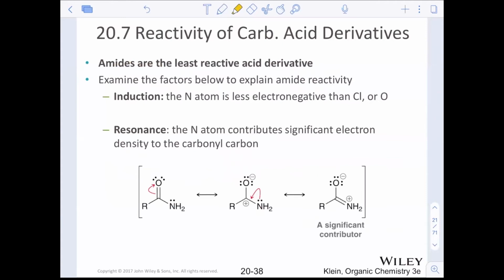Amides are the least reactive derivative because of induction: the nitrogen atom is less electronegative than carbon or oxygen, so it's the least amount of induction. Resonance with the nitrogen contributes a significant amount of electron density to the carbonyl. Because nitrogen likes to donate electron density and hold a positive charge, this final structure here in the resonance is a significant contributor, which means that the carbon of the carbonyl is less electrophilic.